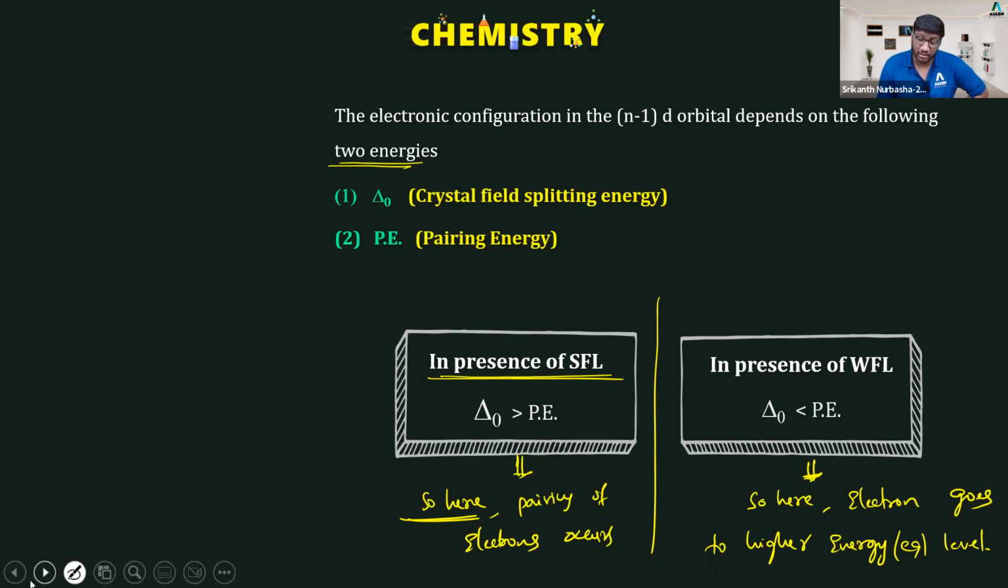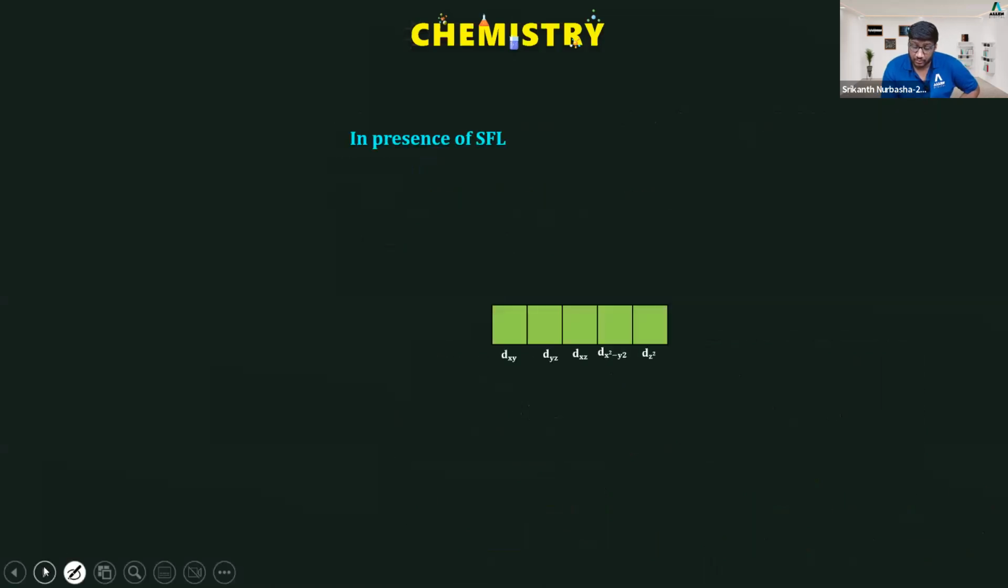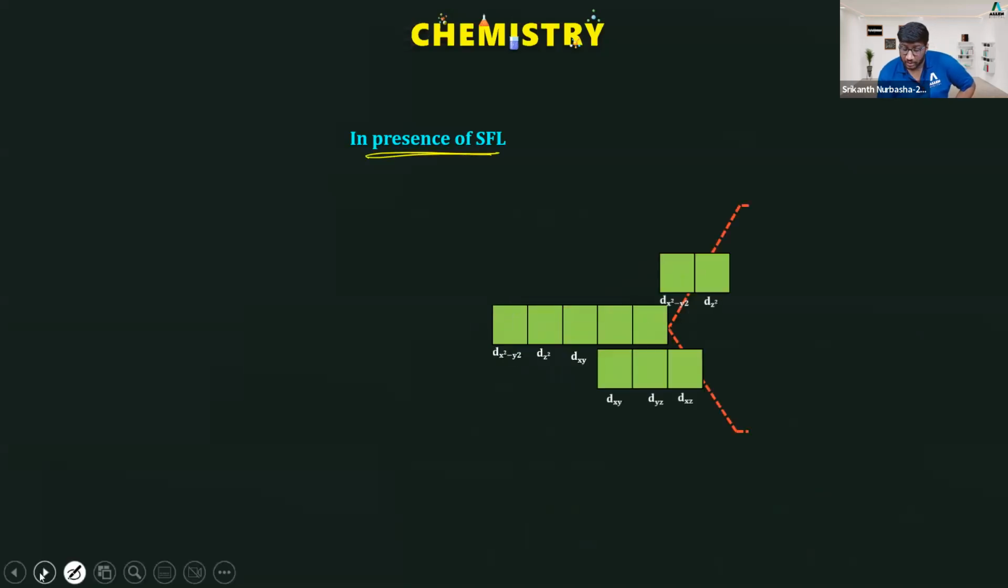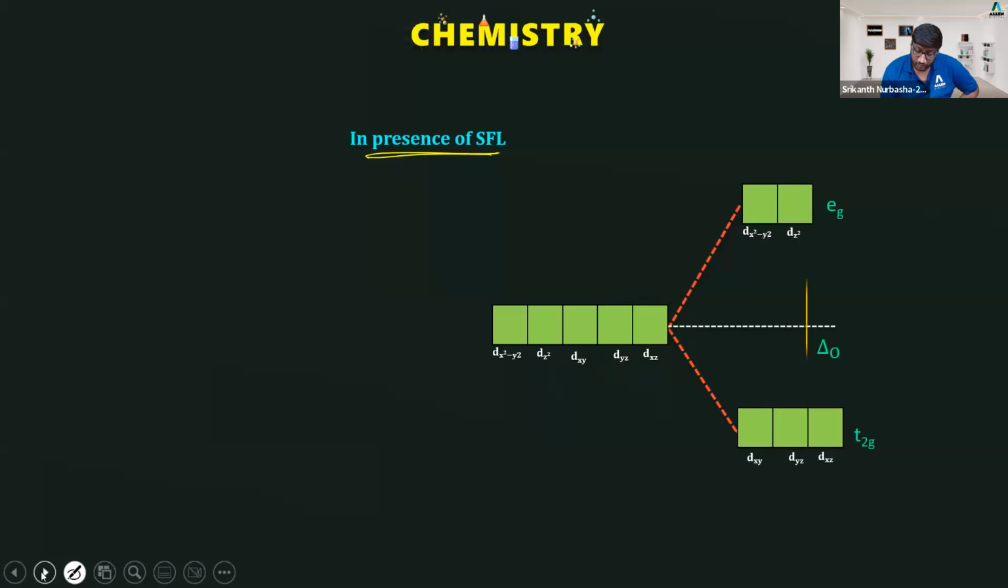So let us look at the electronic configuration of D1, D2, D3, D4, and so on up to D10. In the presence of strong field ligand, how does it happen? So we have splitting happened.